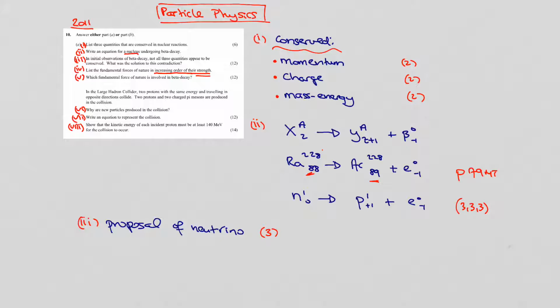So part 4 then, we have to list the fundamental forces, and really important here, it's in increasing order of their strength. We could be asked to compare the fundamental forces of nature based on their strength, what they act on, their occurrence, or even their range. So we have to be able to put them in order, increasing or decreasing. Here, in order of increasing strength, which is the weakest? Well, gravitational force is the weakest, followed by the weak nuclear force.